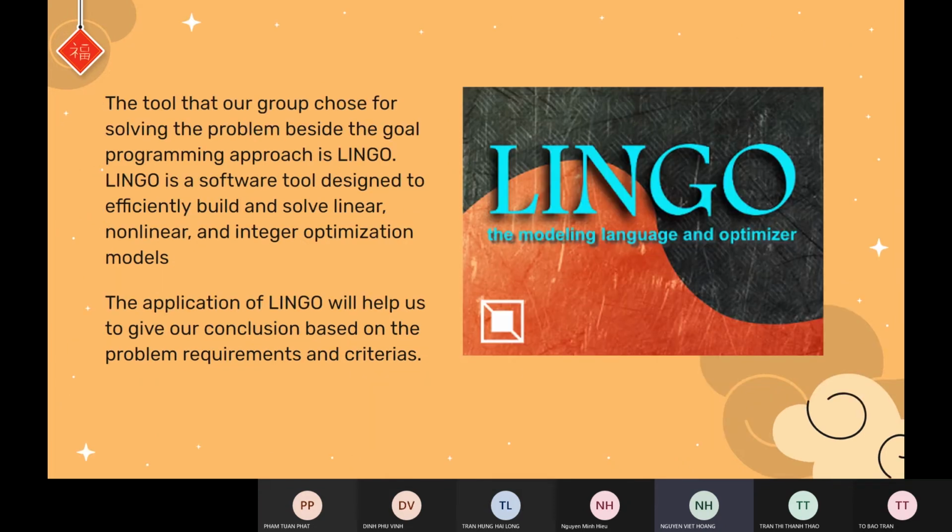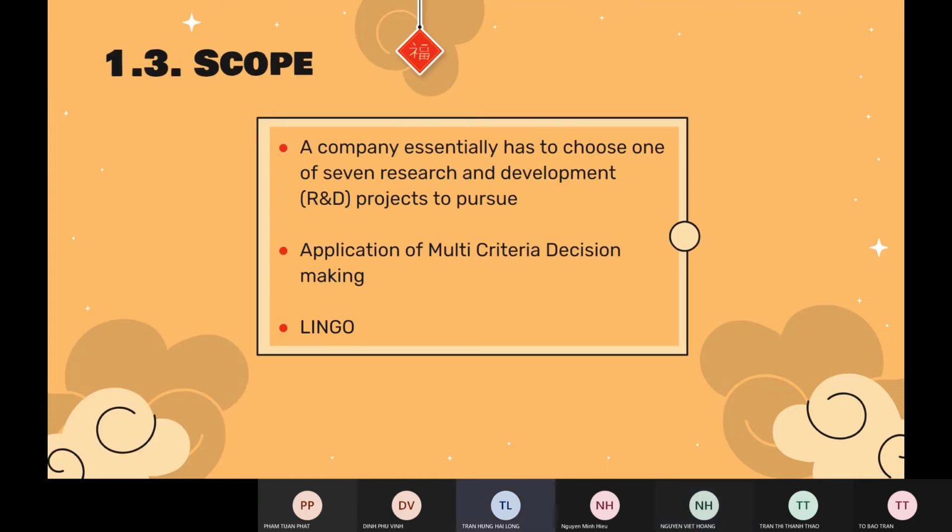The tool our group chose to solve the problem, besides the goal programming approach, is Lingo. Lingo is a software tool designed to efficiently build and solve linear, nonlinear, and integer optimization models. The application of Lingo will help us give a conclusion based on the problem requirements and criteria. The goal of my group project was to understand the theory and put it into practice. With this project, our scope is a cooperative project running on the Lingo language. Next, please.